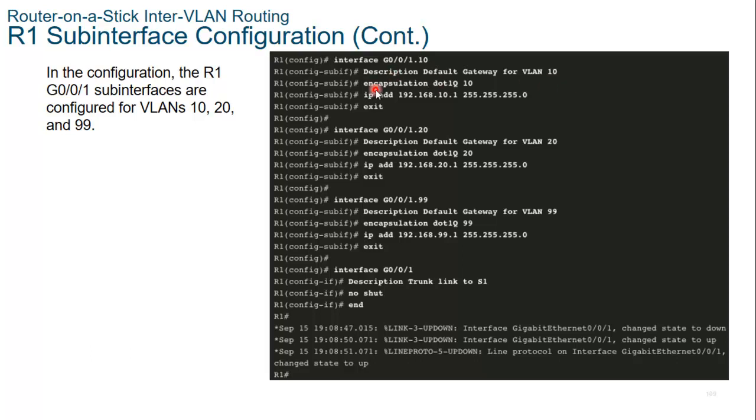This instruction tells the router that it needs to learn and use encapsulation dot1q protocol, and then this particular subinterface is attached to VLAN 10. And then you give it the IP address and subnet mask within the same subnet as VLAN 10, and then exit. And you do that the same for VLAN 20, VLAN 99. Then you go to the main physical interface, which is interface G0/0/1, and then you type no shutdown.